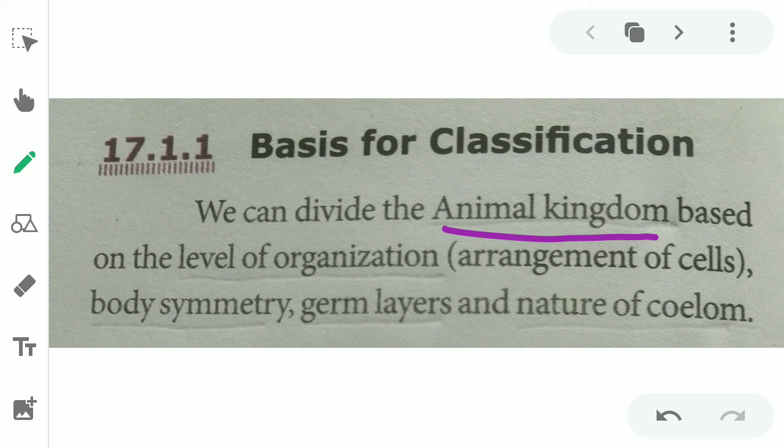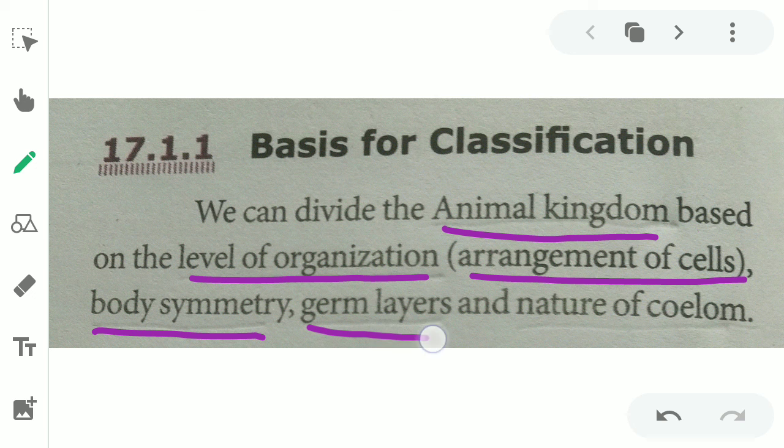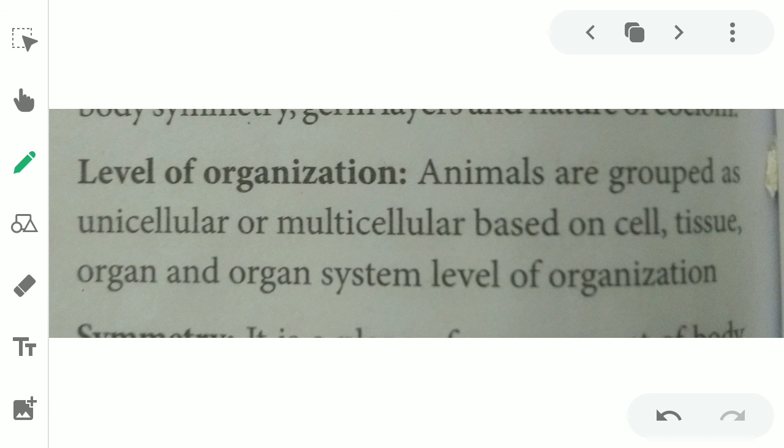How is the organism classified? The animal kingdom is divided based on the level of organization. Level of organization means arrangement of cells. Our body is made up of cells. How the cells are arranged, that is the arrangement of cells. Next, body symmetry, germ layer, nature of coelom. Based on this, organisms are classified. Let's see one by one. First one, level of organization.